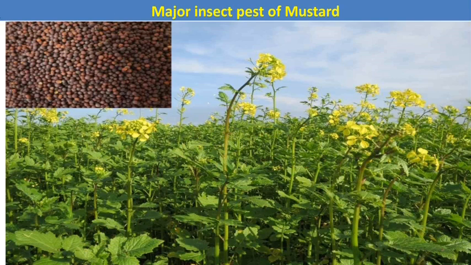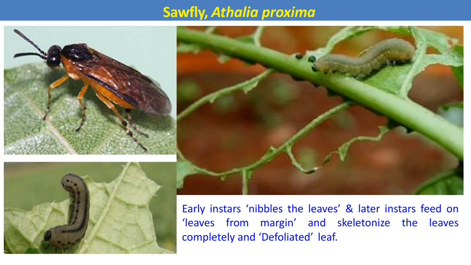Then next is another oilseed crop, that is mustard. In that, the first and major pest of the mustard is the mustard sawfly. Athalia proxima is the scientific name. It is one of the specific pests which comes under the order Hymenoptera, because Hymenoptera is one of the beneficial orders which include different bees, wasps and different parasitoids.